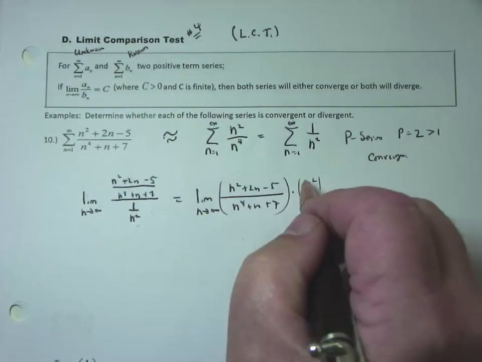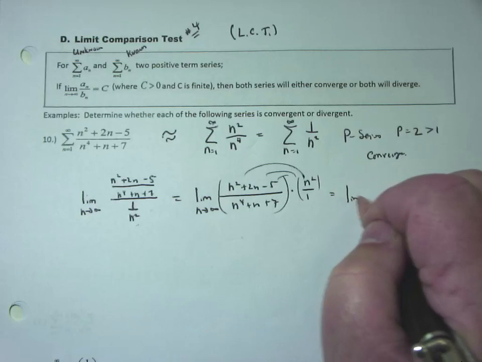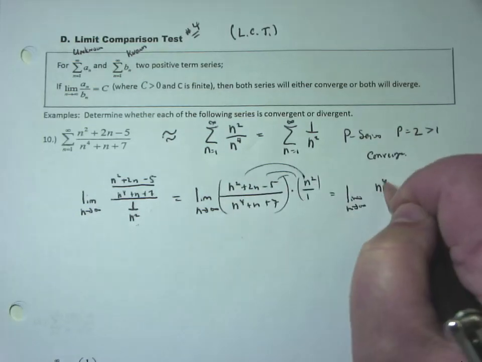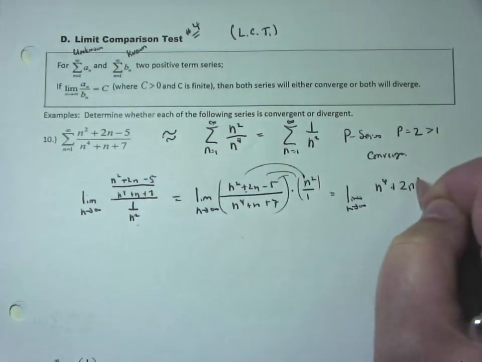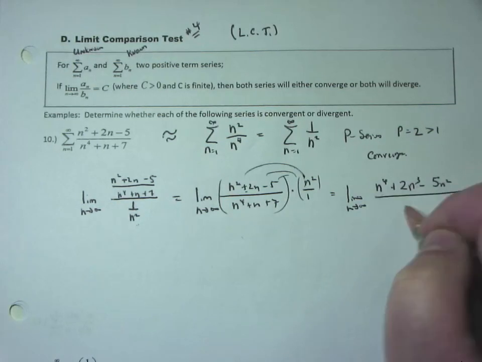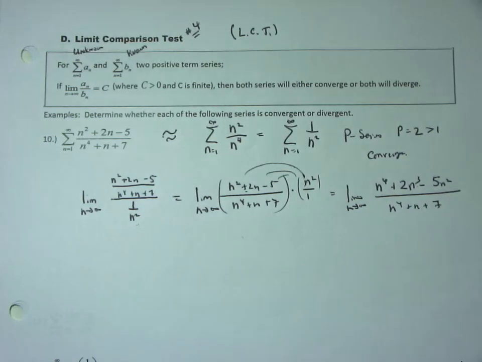Now, clean it up. I'm going to distribute. This would be equal to the limit as n approaches infinity of n squared times n squared is n to the fourth, plus 2n times n squared is 2n cubed, minus 5n squared, divided by 1 times n to the fourth plus n plus 7 is n to the fourth plus n plus 7. I just cleaned it up.